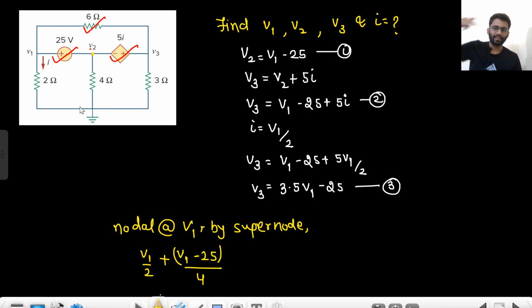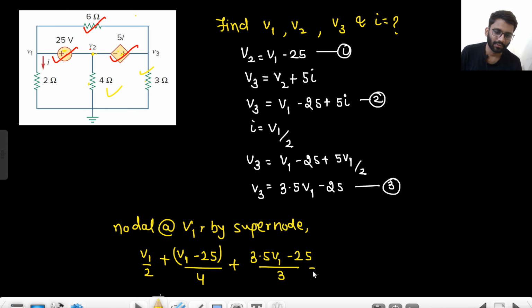The outgoing current we will write. Like this is the outgoing current. This would have been the incoming current. So V1 by 2 outgoing current, V2 by 4, this is also outgoing current, plus V3 by 6, because we are ignoring the current in this branch. From V2 there are 3 branches connected, 1, 2 and 3. We have written the current in this branch. From V3 there are 3 branches connected, 1, 2 and 3. We will write the current in this branch only. So plus V3 by 3, or what is the value of V3? That is 3.5 V1 minus 25 by 3 equals to 0.